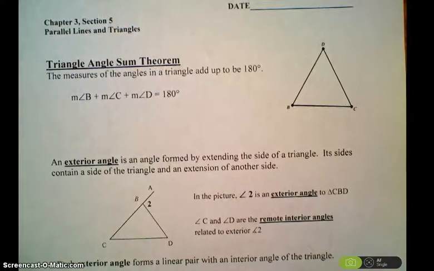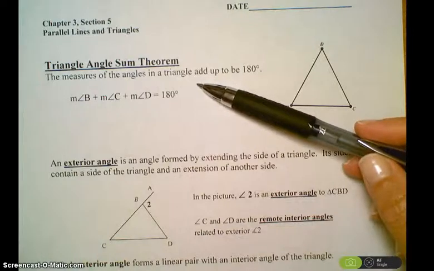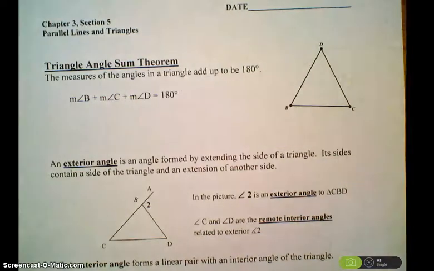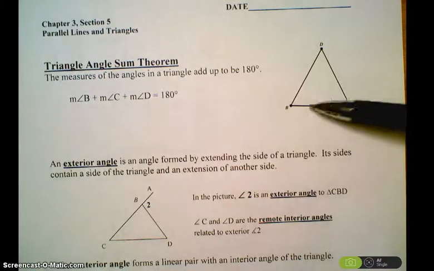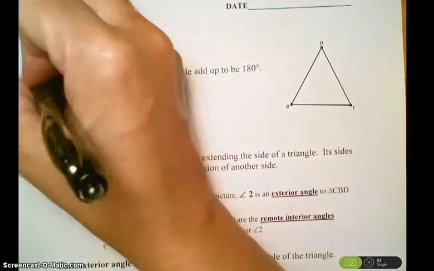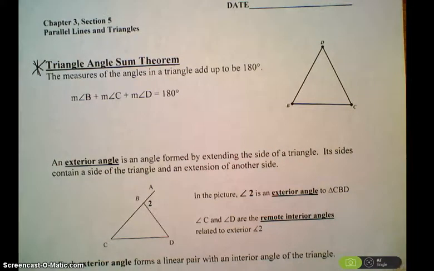The first thing that comes up is the triangle angle sum theorem, and yes, you're welcome to call it by its name. What it says is the three angles of a triangle will always add up to be 180 degrees. This is going to be a very important theorem for you, so please keep it in mind.